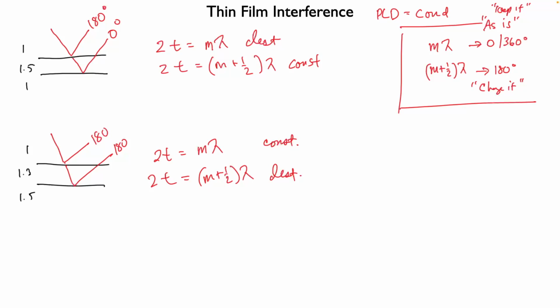In the first case, it was naturally destructive, wasn't it? And so m lambda, keeping things the same, would mean destructive. m plus a half, adding 180, would bring them into phase, causing them to be constructive. You have to do that every single film. There is no master list. I mean, you could do all cases, right? But you want to go through the diligence of doing it every single time.